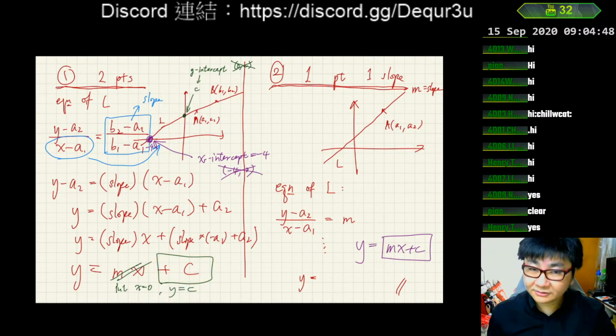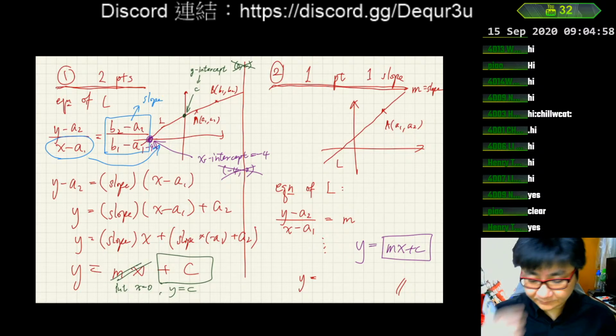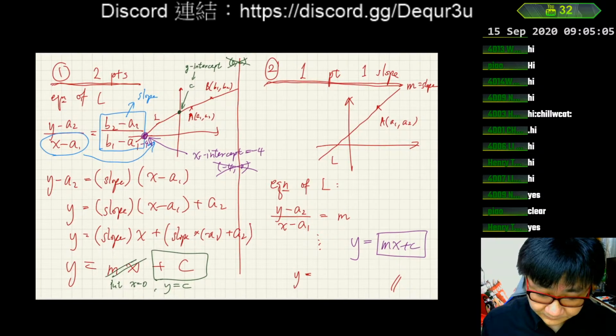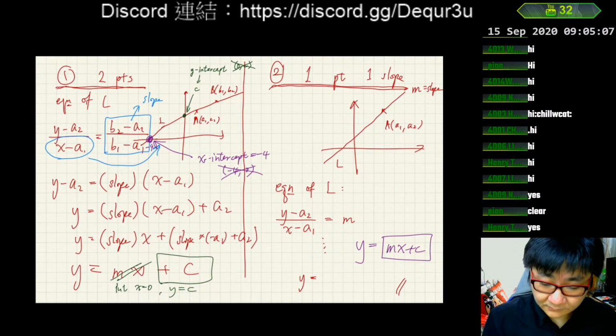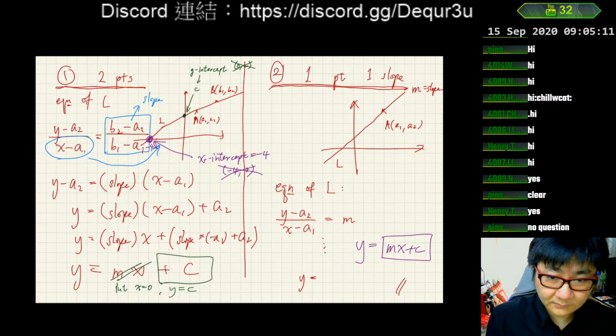Okay, so far any questions up to here? So we introduced that y subject, then we have mx plus c, m is the slope, c is the y-intercept. Any questions? Do you all get it? Do you understand this part? No question. Okay.